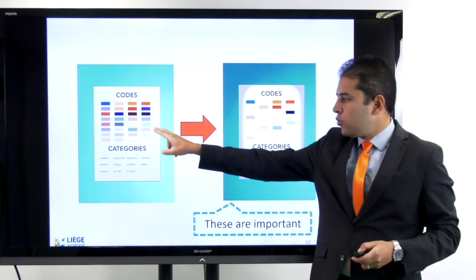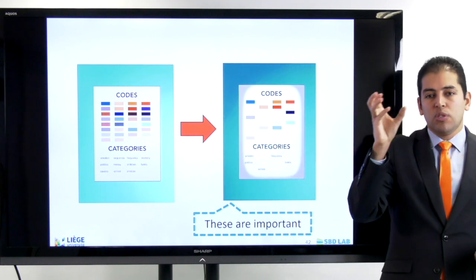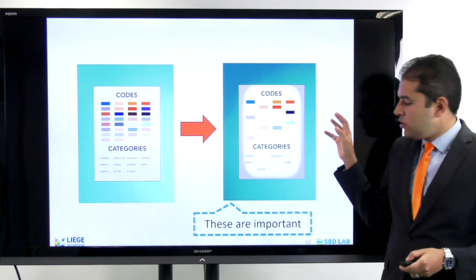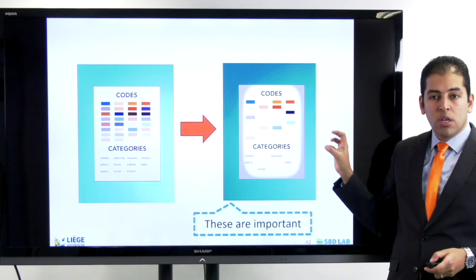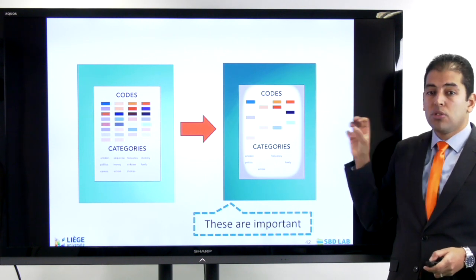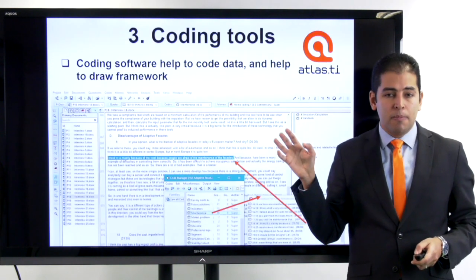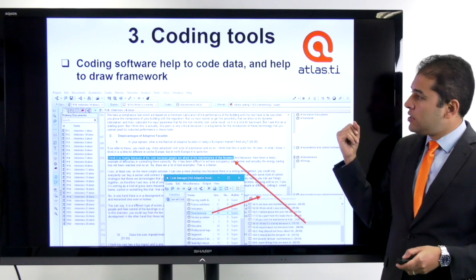Coding simply is finding the words, associating certain terms, certain words with a specific terminology, and then you categorize them, and after that you do a selective process where you select only the most important terms and the most important codes and categorize them. So you select the main codes in this step. You can use software to help you with that. I advise you to use Atlas.ti, for example.